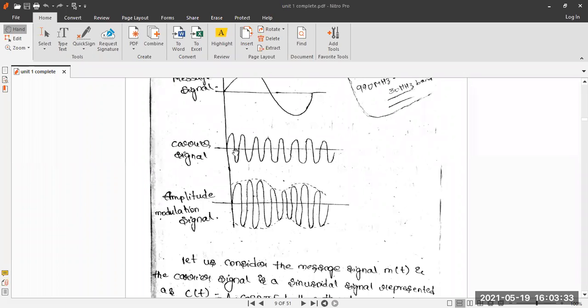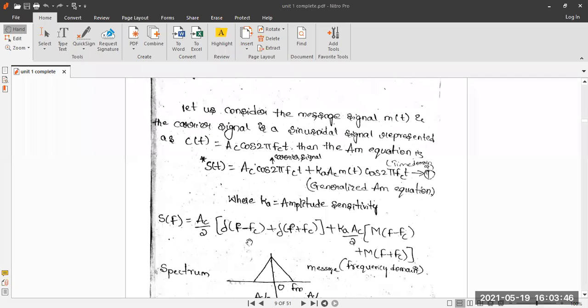In amplitude modulation, the amplitude of the carrier changes according to the message signal. So the carrier amplitude changes like this. Next, we wrote an equation for amplitude modulation.